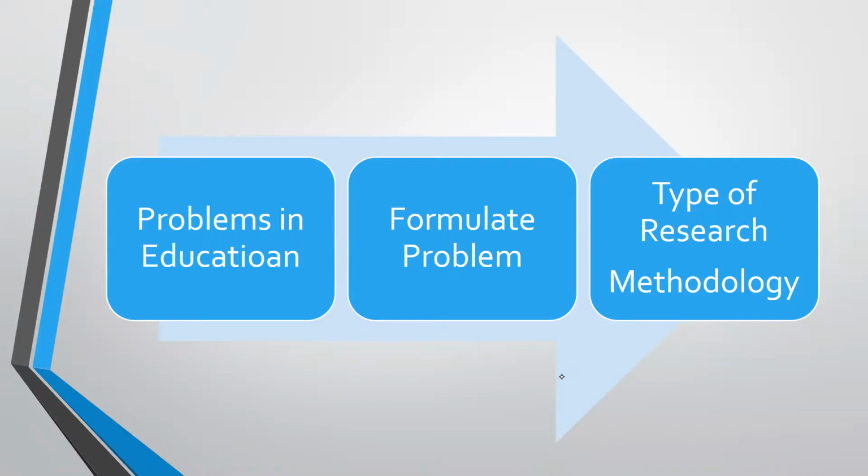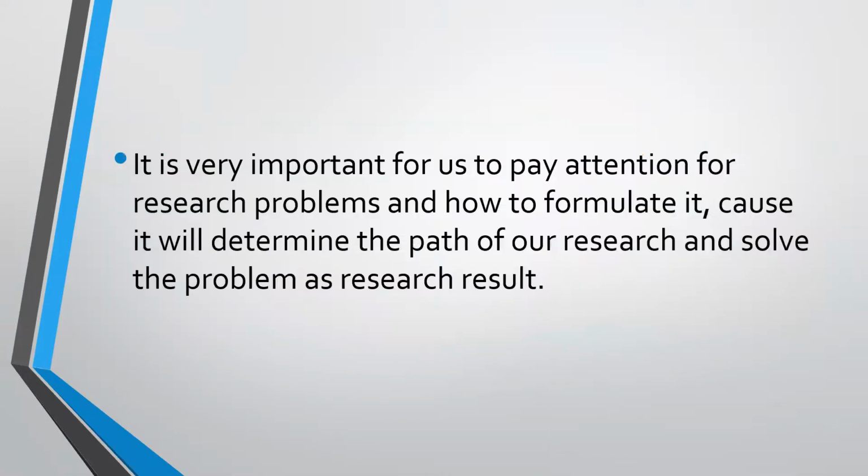And also we can decide the instrument that we use in the research. This is a summary of part 2 about problems, formulating problems, and types of research. It is very important for us to pay attention to research problems and how to formulate them, because it will determine the path of our research and solve the problem as a research result.